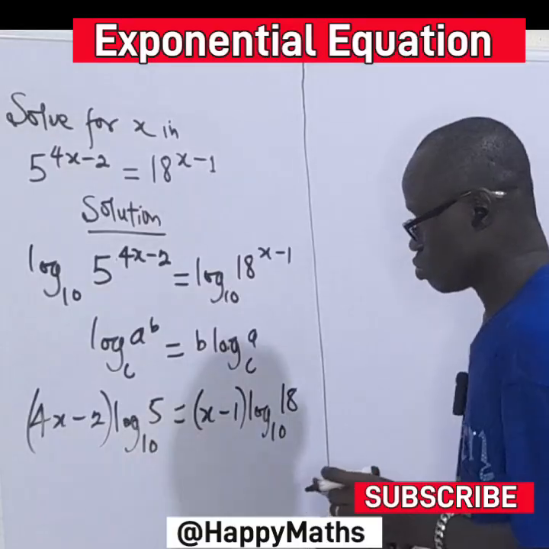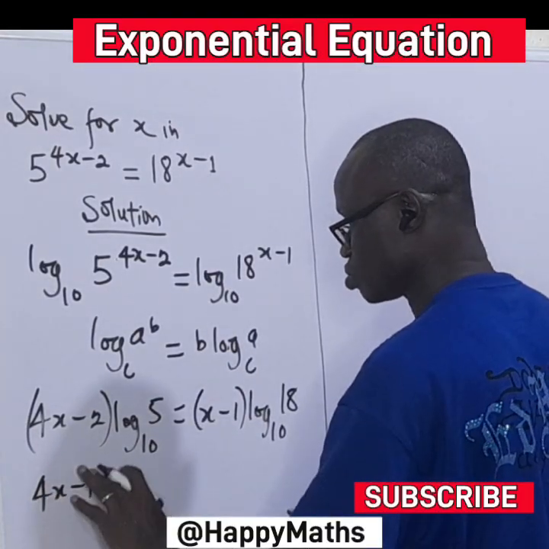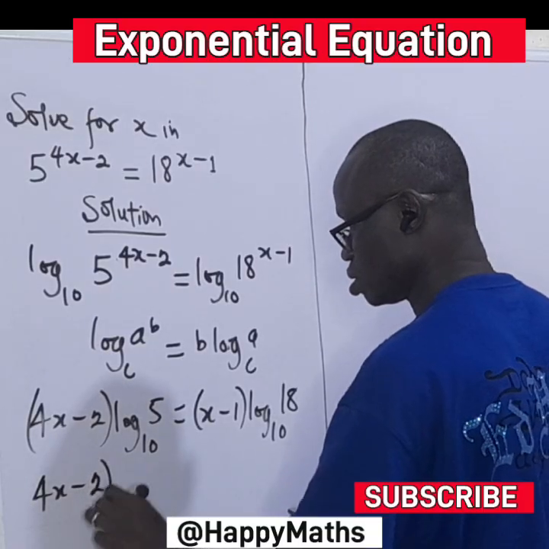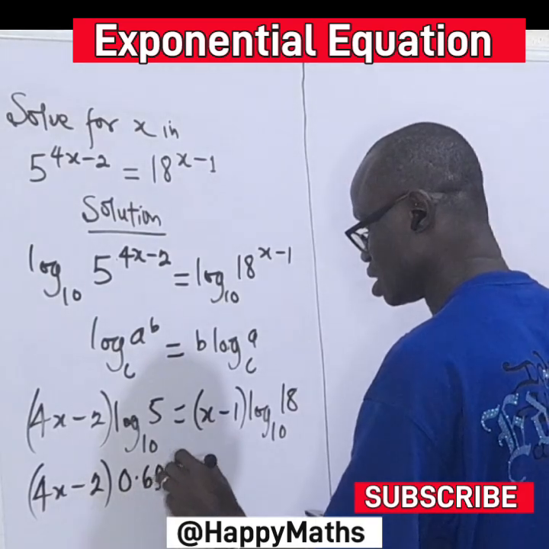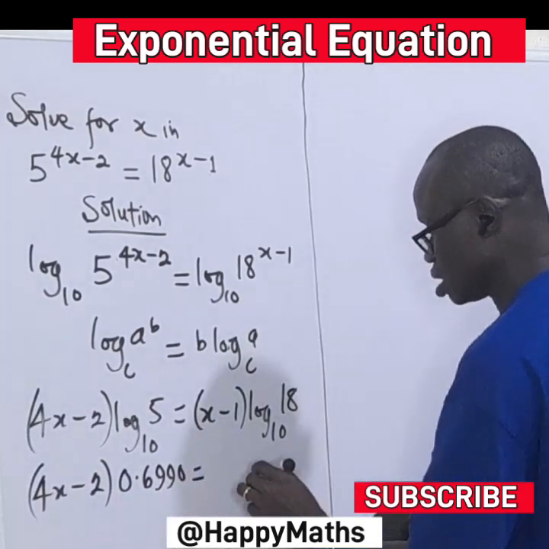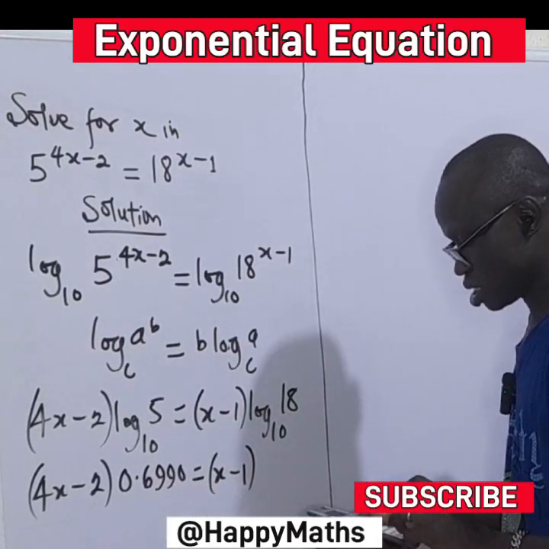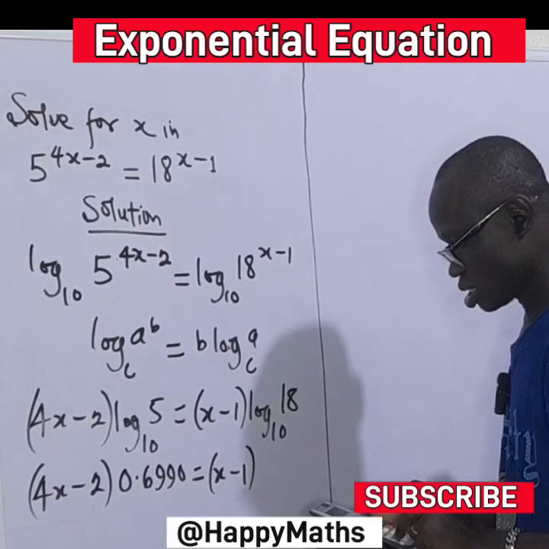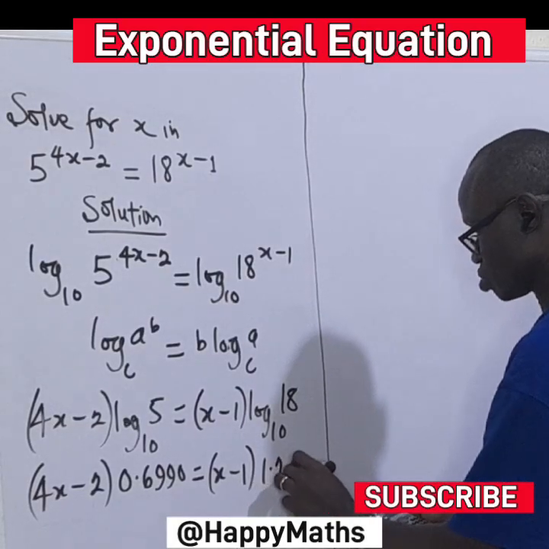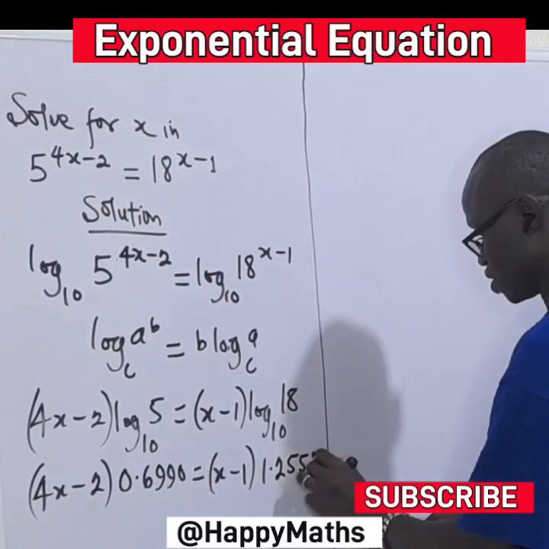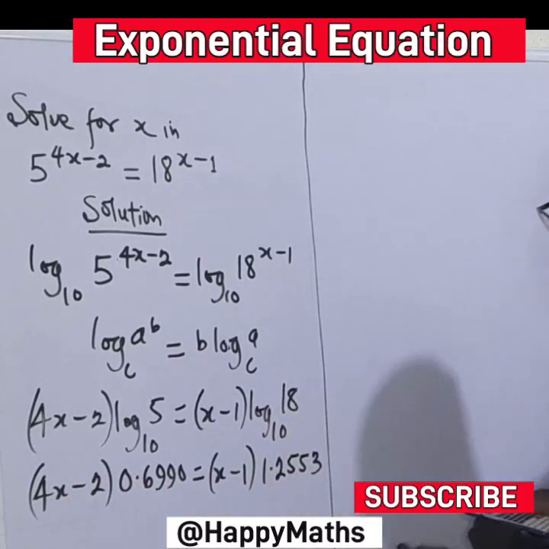Now, let's move from here. We have this as 4s minus 2. Then log to base 10 of 5 will give us 0.6990. The same thing, s minus 1. Now let's check log 18. Log 18 will give us 1.2553.